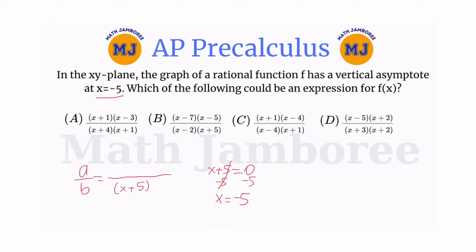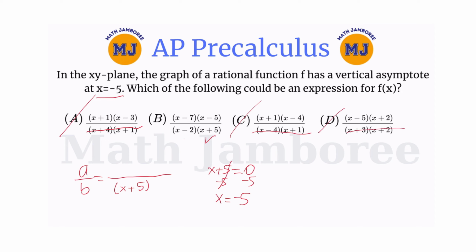So then we're looking for the choices with x plus 5 in the denominator. In choice A, we don't have x plus 5 in the denominator. We can go ahead and eliminate choice A. Choice B, we have x plus 5 in the denominator, so we can go ahead and use this one. In choice C, we don't have x plus 5 in it. Eliminate choice C. And then choice D, we don't have x plus 5.